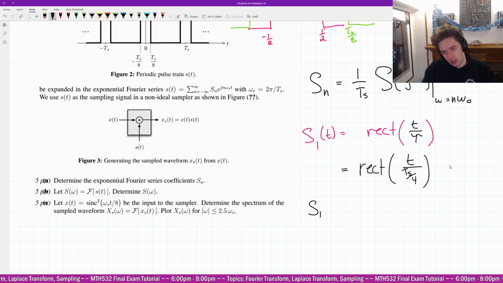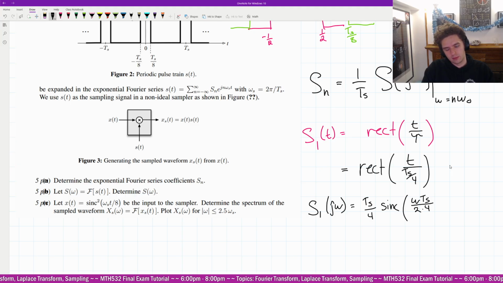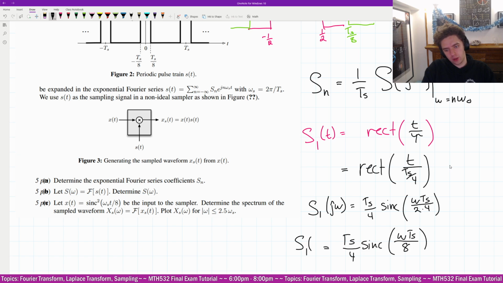So S1 of j omega is equal to, like I just said, tau sinc omega tau over 2. Tau was TS over 4. Sinc omega tau, TS over 4, over 2. So just put it like that. So together, it's going to be TS over 4 sinc omega TS over 8. And that is our S1 of j omega. Right? So that's what I mean by S1, just one period.